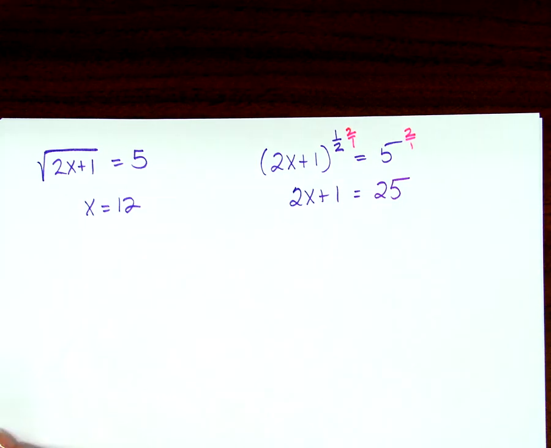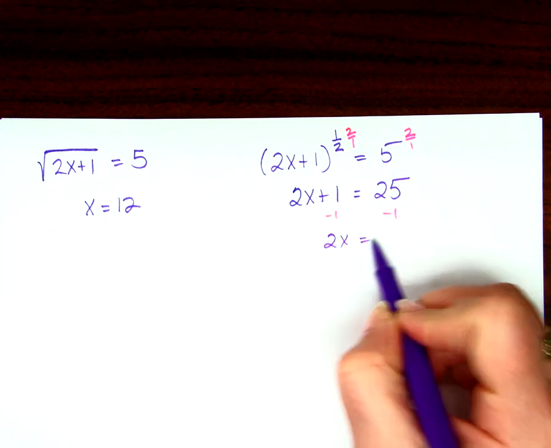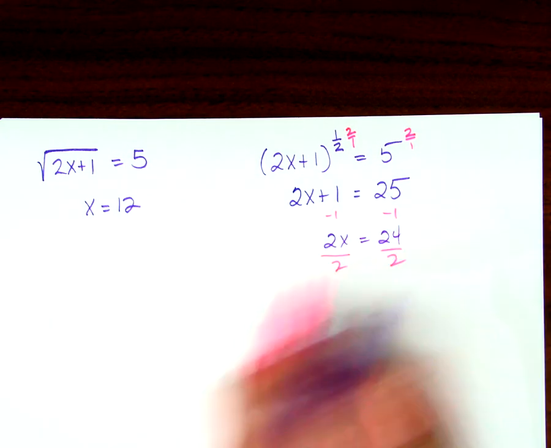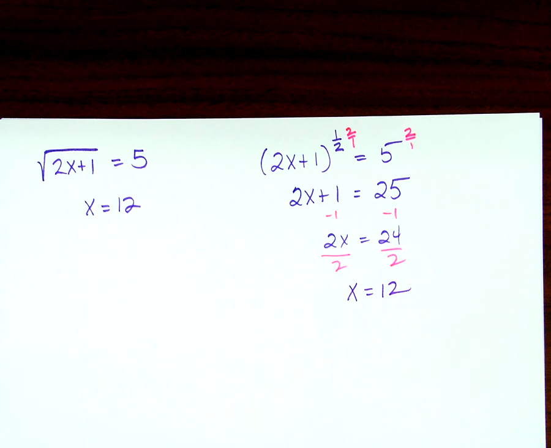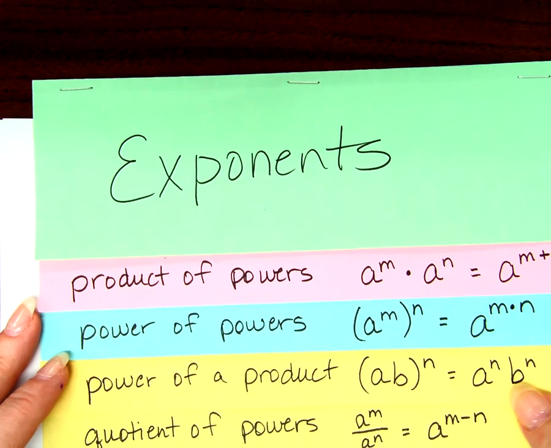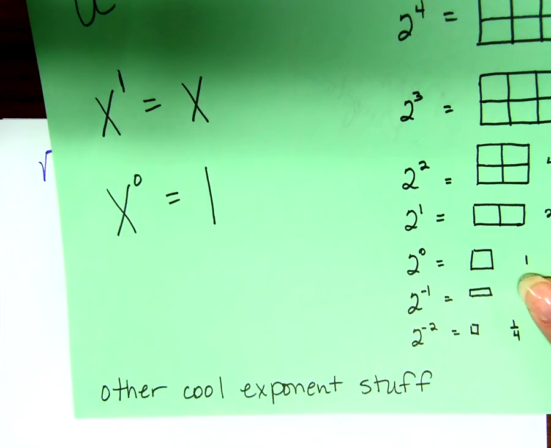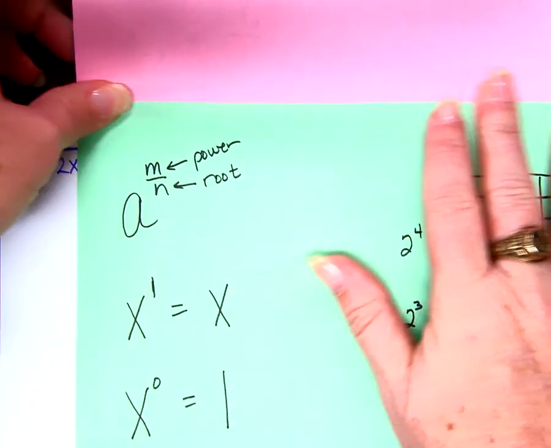And on the right-hand side? And doesn't this look similar to the problem we did in the beginning? And don't I end up with the same answer? Do you remember this foldable that we made? Hopefully you still have it. On the very last page of the foldable, that's called Other Cool Exponent Stuff. That's the technical term, right?